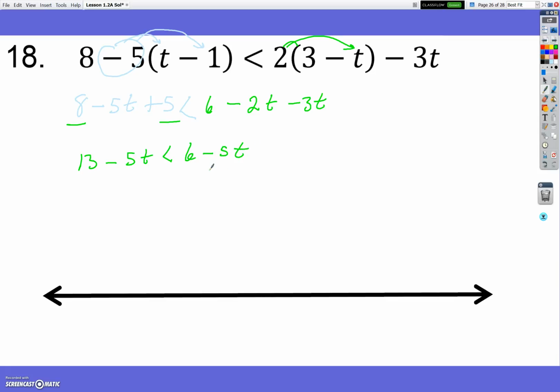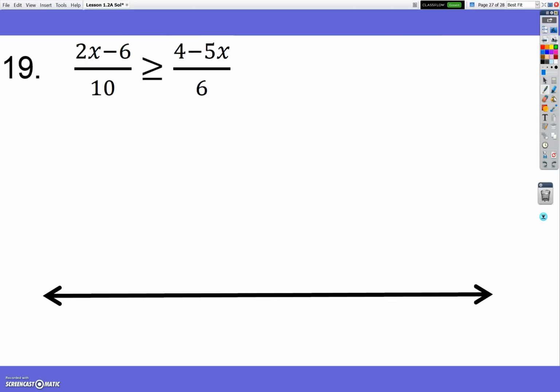I'm then going to add 5t on both sides. This will give me 13 is less than 6, or 6 is greater than 13. That is a false statement with no more variables, so this would be no solution.